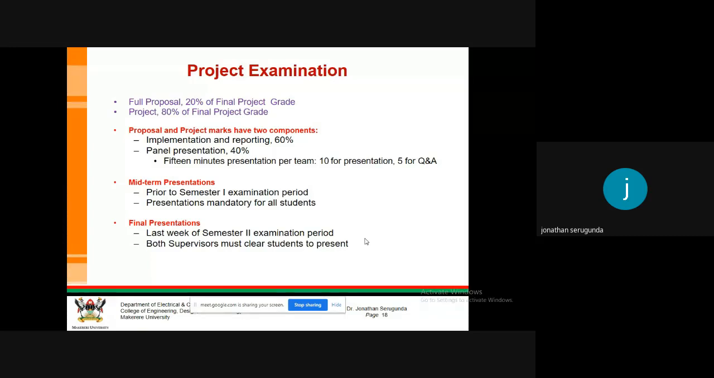Now, the 60% and the 40% cuts across both midterm presentations when you're presenting your proposal at the end of semester 1, and then at the end of semester 2 when you're presenting your final work. It is advised, especially at the final report stage, that both supervisors clear you before you present.